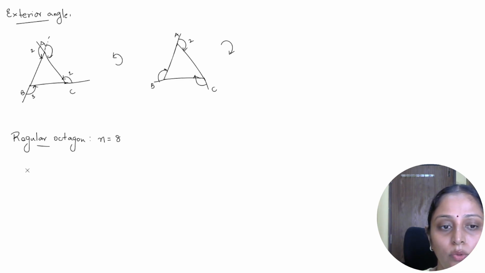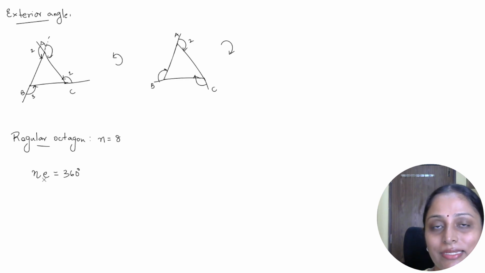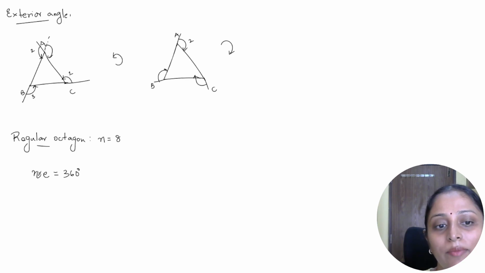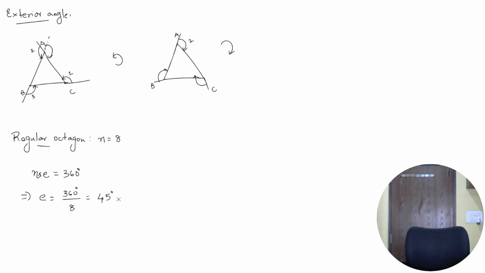Now here, like I told you, because they are saying regular, okay, whenever you are talking about a regular polygon, NE is equal to 360 degrees, because each exterior angle will have the same measure, and sum of the exterior angles is sum of n e's, which is n into e. Okay, so n times e is equal to 360 degrees, implies each exterior angle is equal to 360 divided by 8, which is nothing but 45 degrees, right? So this is the measure of the exterior angle of a regular octagon.